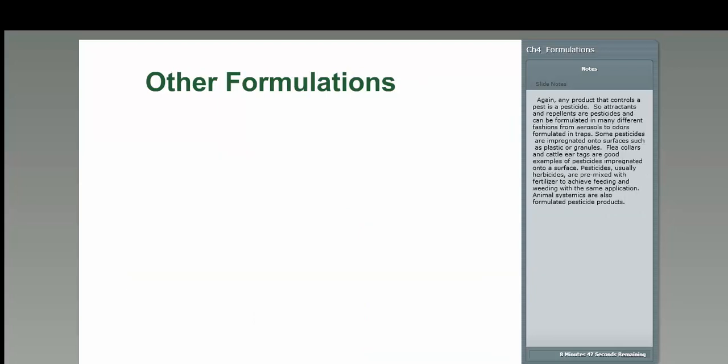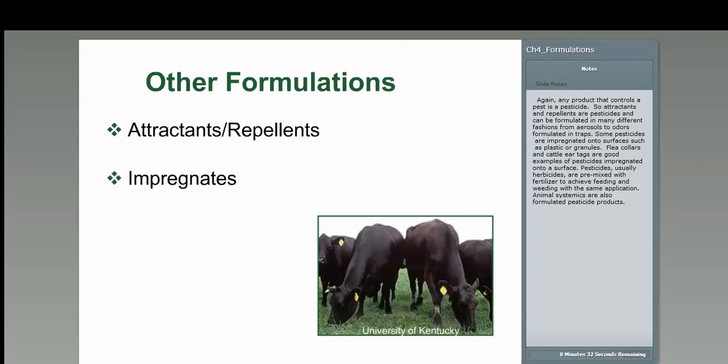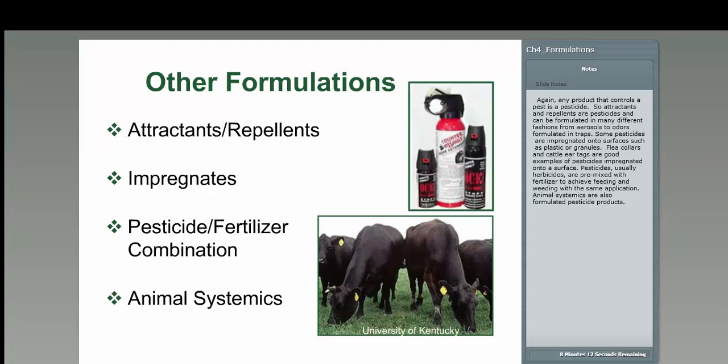Again, any product that controls a pest is a pesticide, so attractants and repellents are pesticides and can be formulated in many different fashions, from aerosols to odors formulated in traps. Some pesticides are impregnated onto surfaces such as plastic or granules. Flea collars and cattle ear tags are good examples of pesticides impregnated onto a surface. Pesticides, usually herbicides, are premixed with fertilizer to achieve feeding and weeding with the same application. Animal systemics are also formulated pesticide products.